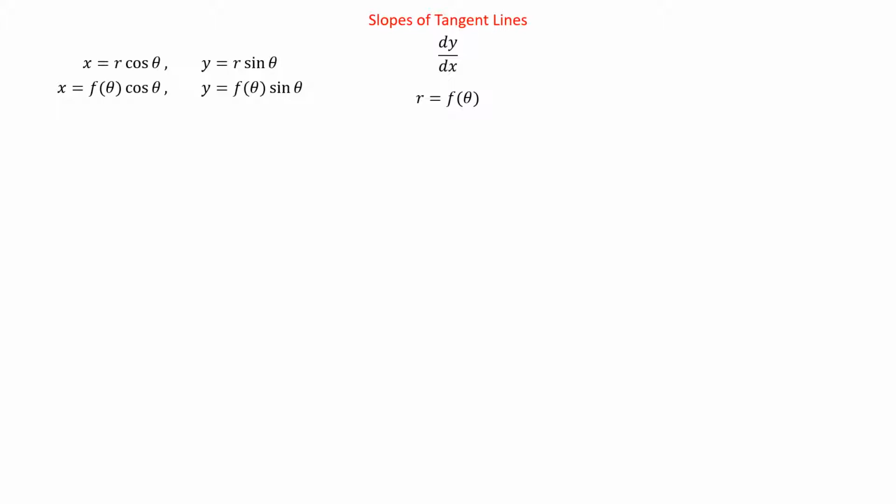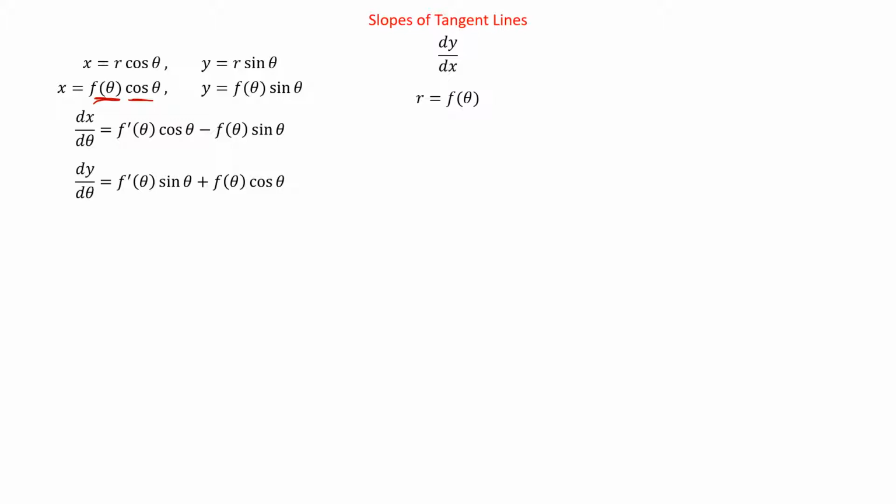To do this, we do need to use product rule because we have two different pieces. So to get the dx over d theta, we'll have the derivative of f of theta, which is the derivative of whatever r is. So we'll have f prime of theta times cosine theta plus f of theta times the derivative of cosine, which is negative sine, which would give us just minus f of theta sine theta. And then dy is going to be f prime of theta sine theta plus f of theta times the derivative of sine, which is just cosine.